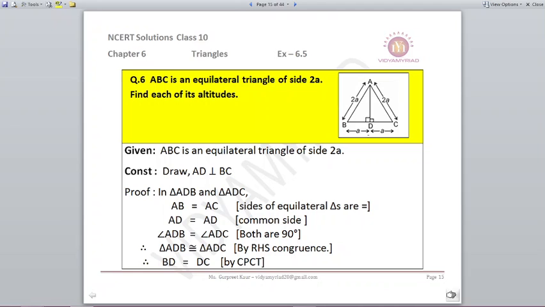So let us first see what implications we get from the two triangles. If I take triangle ABD and triangle ADC, in this case I know AB will be equal to AC because they are the sides of an equilateral triangle. AD is common and angle ADB is equal to ADC, both are 90 degrees. So by RHS criteria, the triangles are congruent. And when triangles are congruent, I come to know that BD is equal to DC by CPCT.